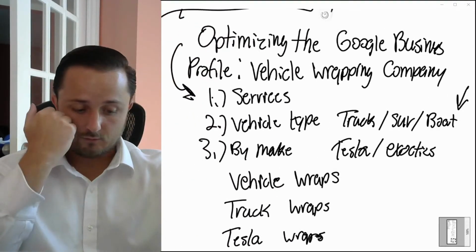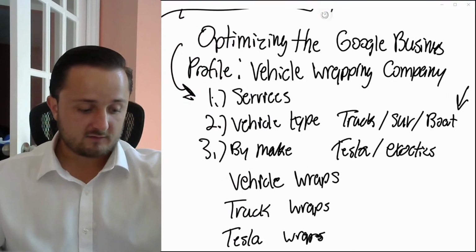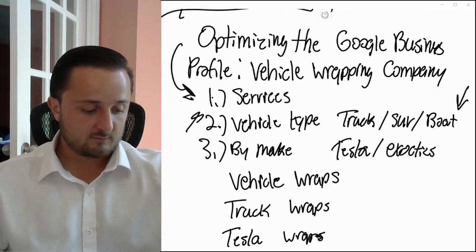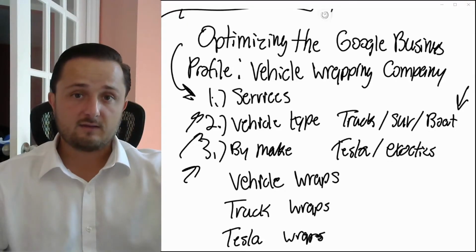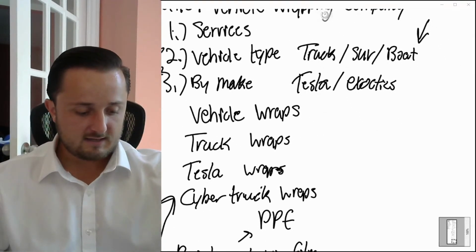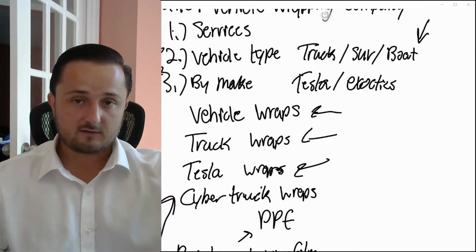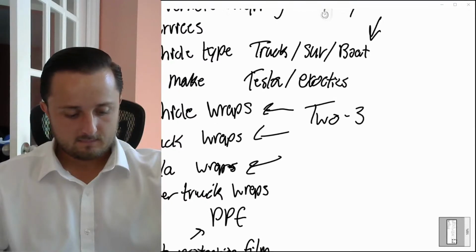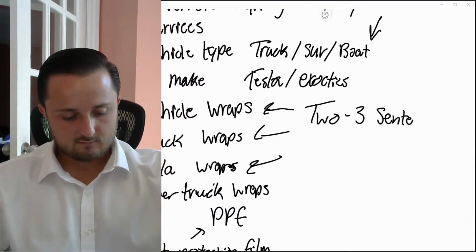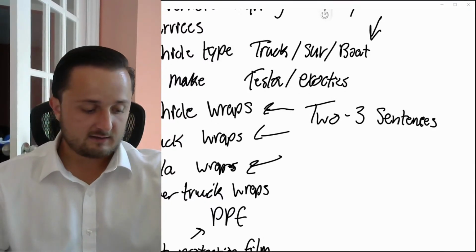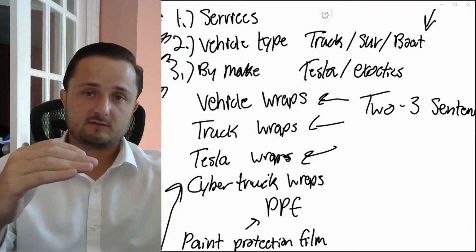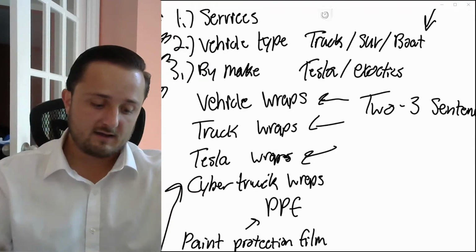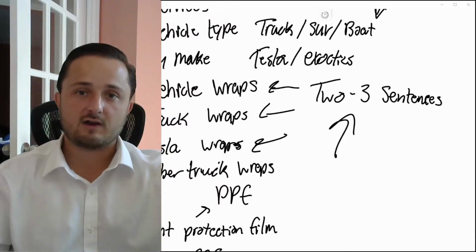So for optimizing the Google Business Profile, we want to start listing services. We want to start getting some keyword variations by vehicle type, by vehicle make as well. And then behind each of these, we want to add a description. A description is just going to be 2 to 3 sentences behind each. So first you have to list a service, then once you hit save, you go behind and add 2 to 3 sentences describing the service.